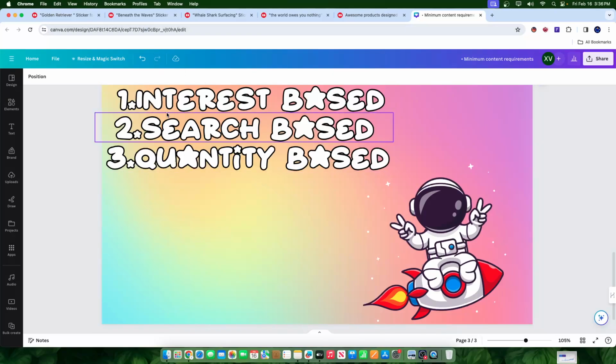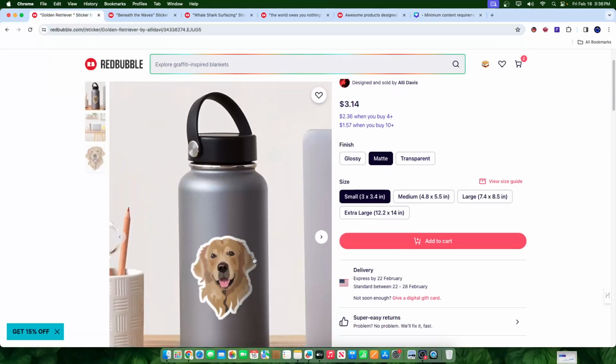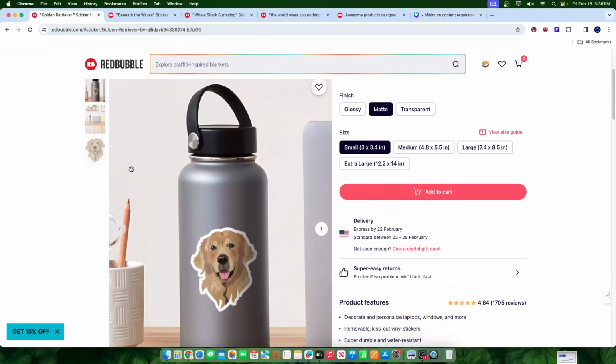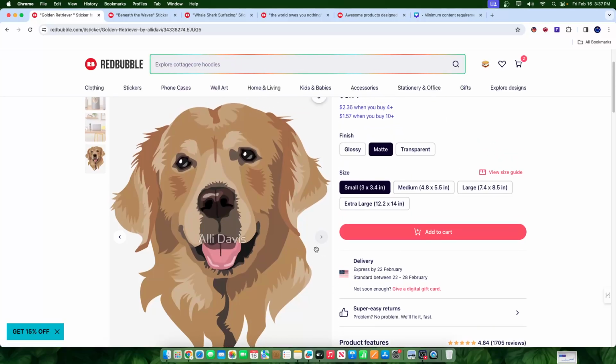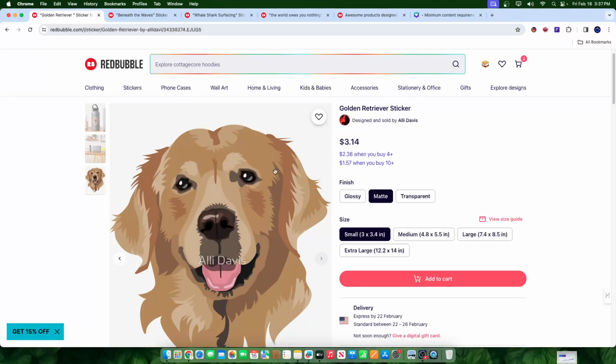So search-based art, and this is where you're going to start to understand that there could be a little bit of overlap between certain categories or certain sectors, and it's perfectly fine. But search-based art is a type of art where people are going to search. And this is a perfect example of a piece of art that people not only are searching for, but also has a little bit of interest factor in it. And I'll explain why in just a second. But let's go over why this is a search-based piece of art.